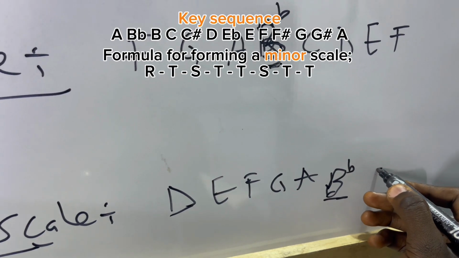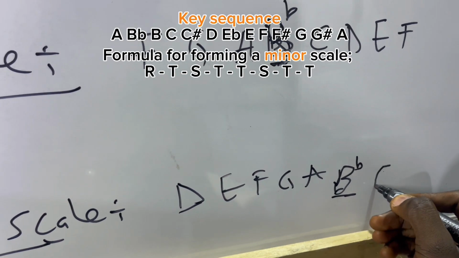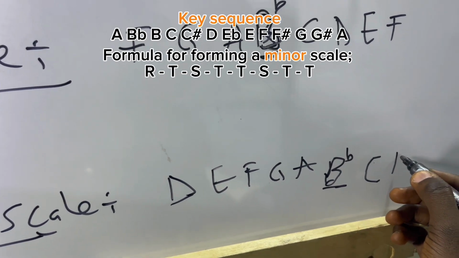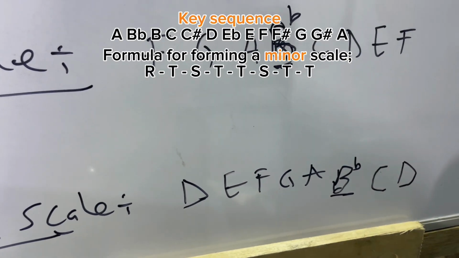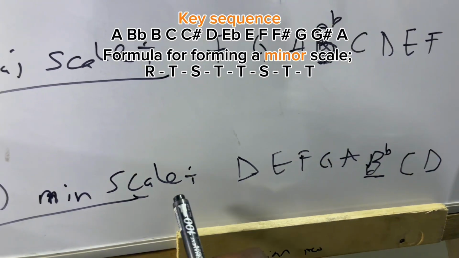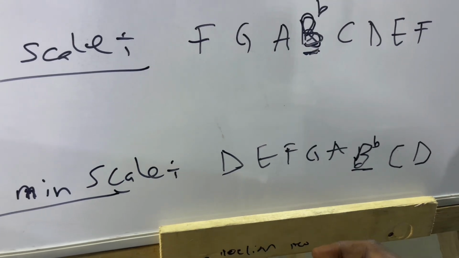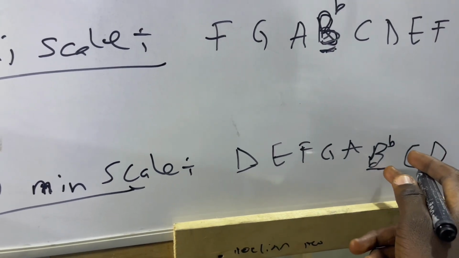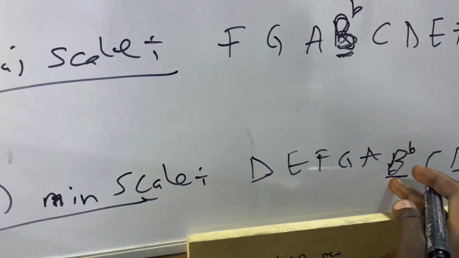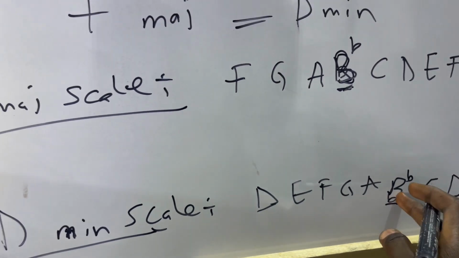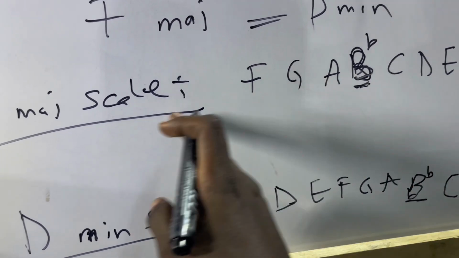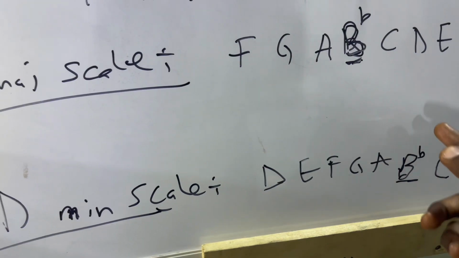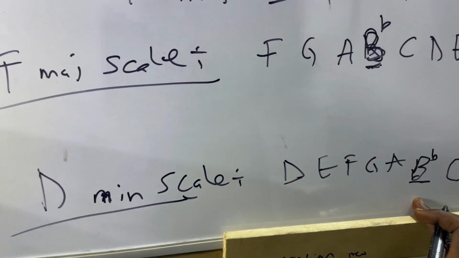You go to tone. The tone is what? C, another tone, and back to D. You see? So you've gotten the minor scale. Now you see that it has B flat and B flat. The accidentals in it are similar. The same B flat here. F major scale has B flat, and this one too has B flat. The keys are the same.